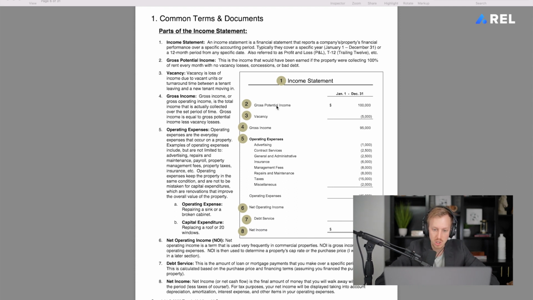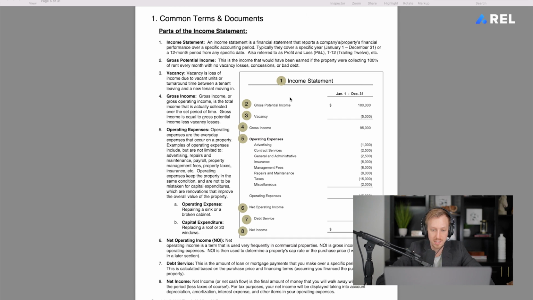And what it shows is our income, vacancy, gross income, our operating expenses, net operating income, our debt service, and our net income. So this is what the property made this year. This is what we spent this year. This is our mortgage payment or payments, and this is what we net. It's our net income. So let's break that down into a couple different pieces, right?